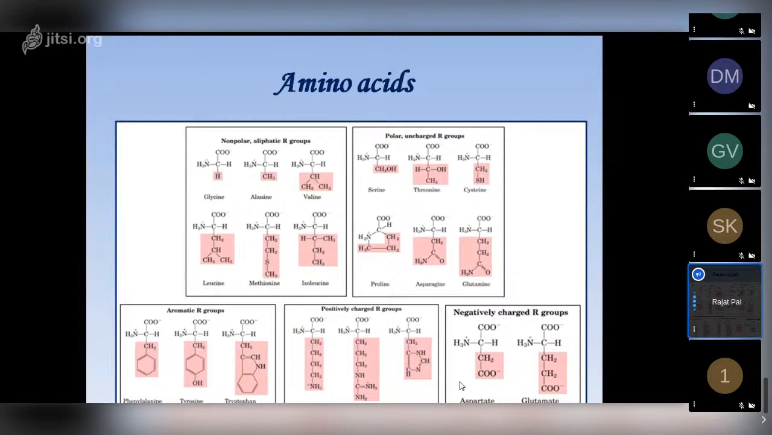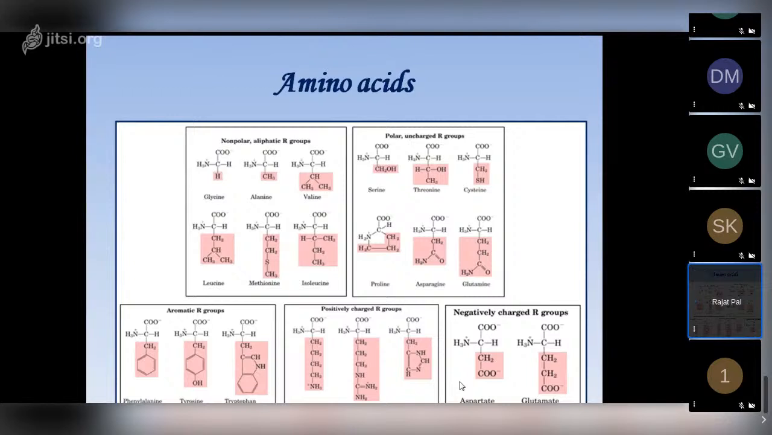Then we go to the amides of the acidic amino acids, that is, the amides of aspartic acid and glutamic acid. These are asparagine and glutamine. Then we have two alcoholic amino acids, meaning an alcohol group is present in the R group: serine and threonine. Two amino acids are sulfur containing: cysteine and methionine.